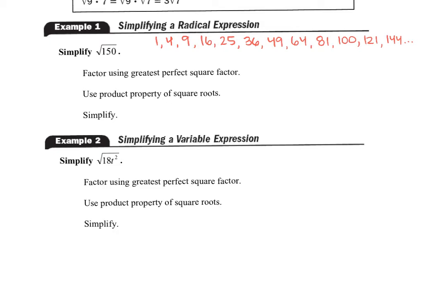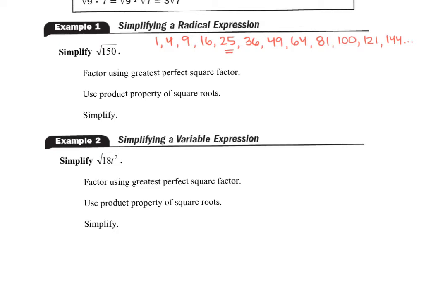All right, so maybe one of these pops out at you as being a factor of 150, but if not, then the easiest thing to do is just say, does 4 go into 150? Does 9 go into 150? Does 16? Your goal is to find the biggest perfect square factor that goes into it. So maybe it jumps out at you that 25 is a factor of 150.